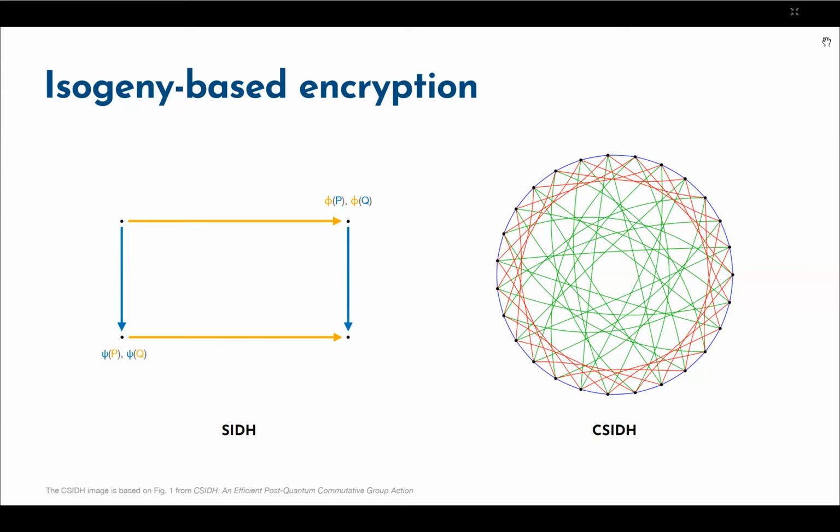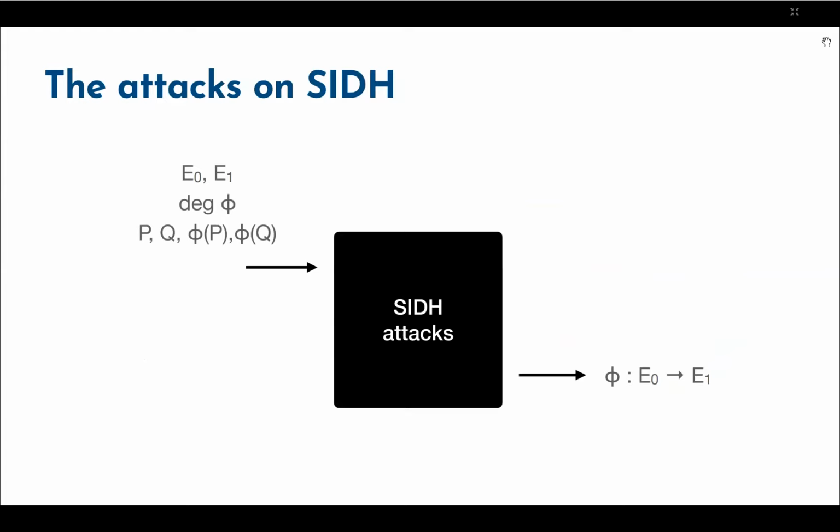And the state of isogeny-based encryption dramatically changed last year when a series of three breakthrough papers by Castryck and Decru, Maino and Martindale, and Robert, broke SIDH. And the way that this was achieved was that these three papers managed to use some advanced mathematical tools to build a box that looks something like this.